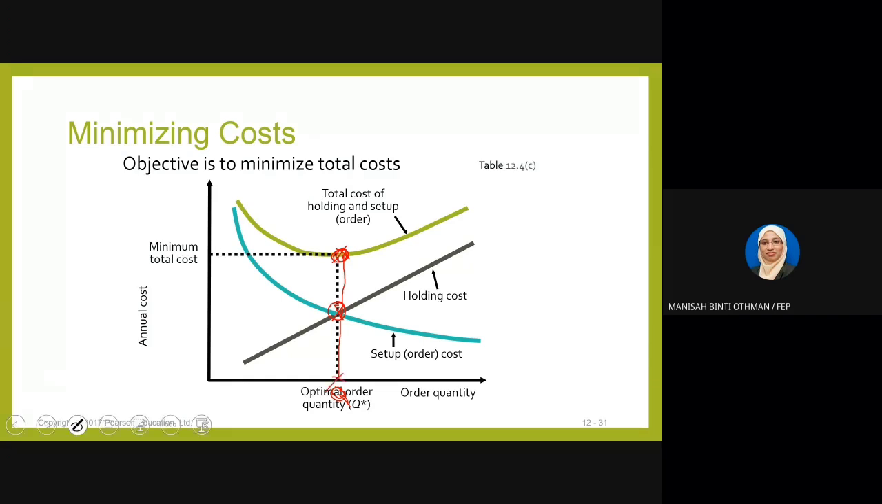When ordering cost equals holding cost, that is the minimum total cost, and that's where the optimal order quantity is, because at the end of the day, when we use cost as a measurement, we want to minimize the total cost. So how do we calculate the total inventory cost at the point when holding cost equals ordering cost?